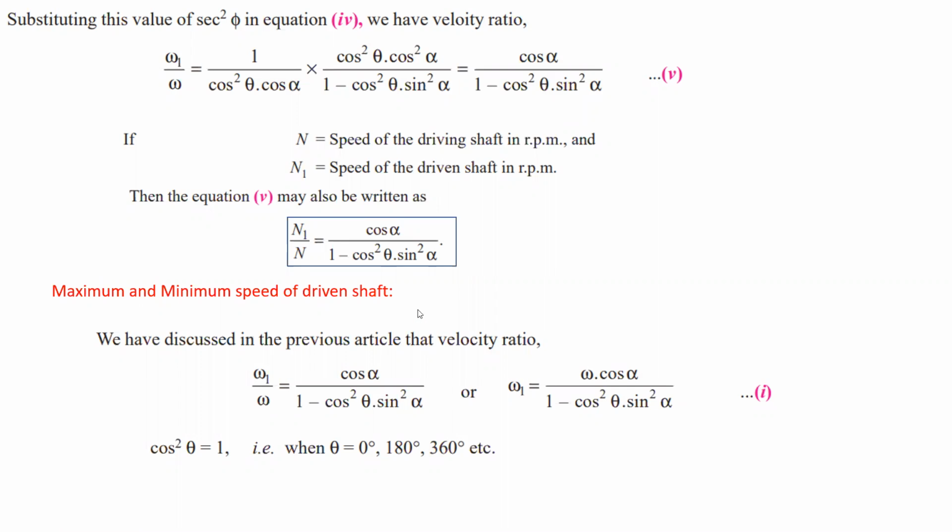So see, as we were discussing, these are the angles where the value of omega 1 will be maximum. And what will be the maximum value of omega 1? You just put cos square theta as 1 here. So if you put cos square theta as 1, it will be 1 minus sin square alpha, cos square alpha. This cos alpha will cancel one power. So the maximum value of omega 1 will be equal to omega upon cos alpha. Omega upon cos alpha. Okay.